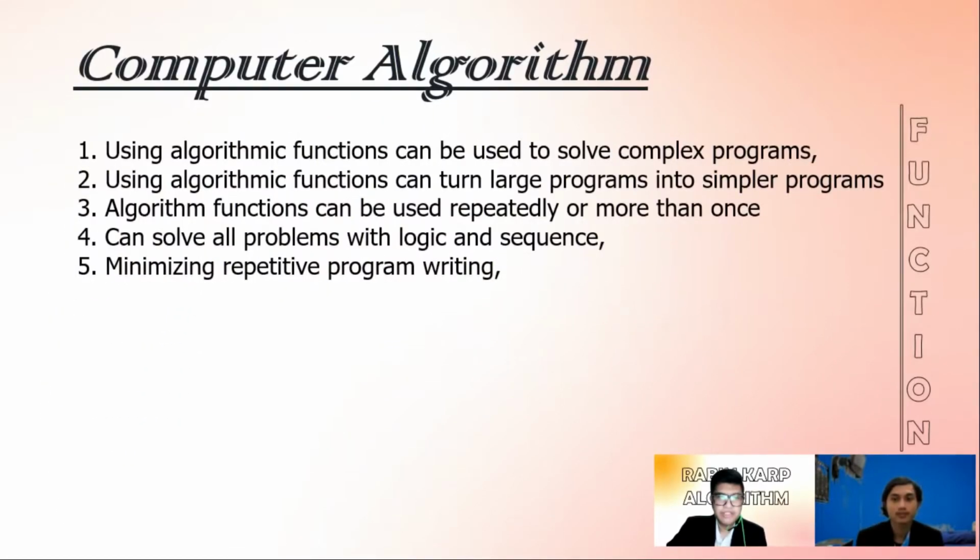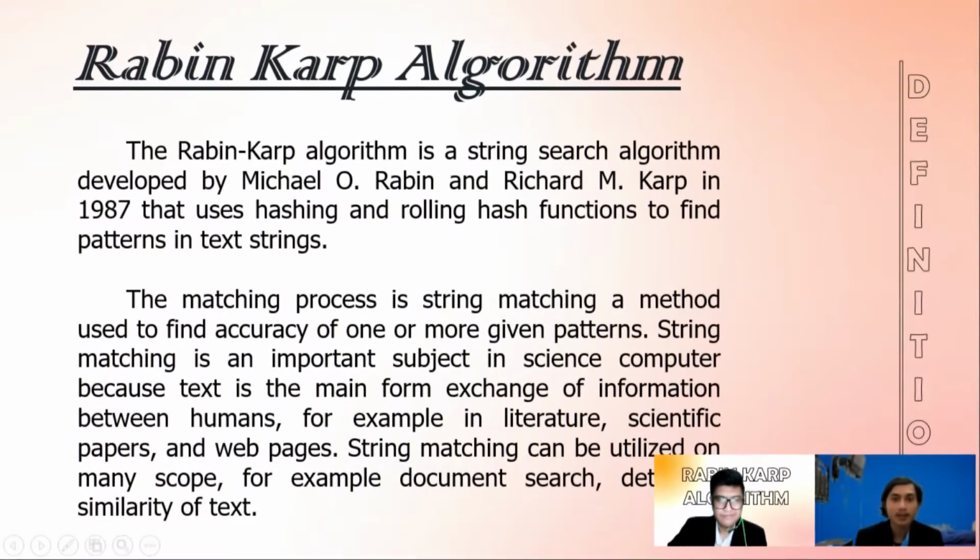And then we have the function of computer algorithm. Number 1, algorithmic functions can be used to solve complex problems. Number 2, algorithmic functions can turn large programs into simpler programs. Number 3, algorithm functions can be used repeatedly or more than once. Number 4, can solve all problems with logic and sequence. Number 5, minimizing repetitive program writing. Rabin Karp algorithm.